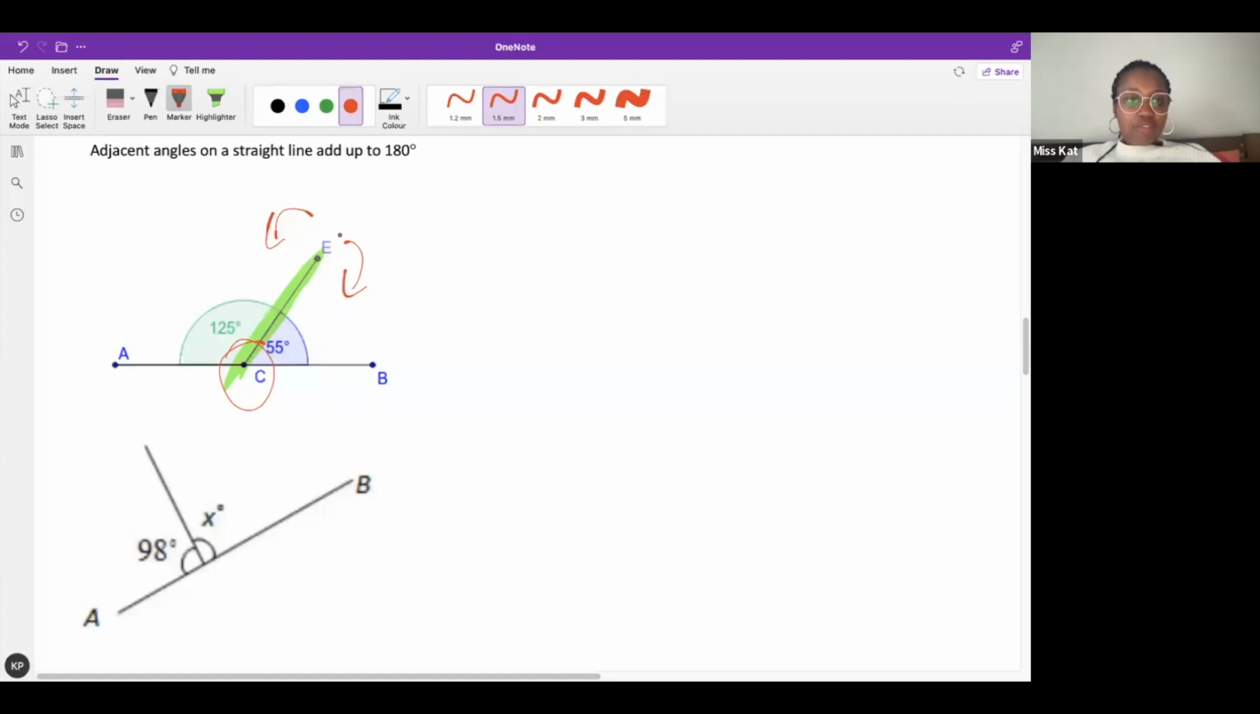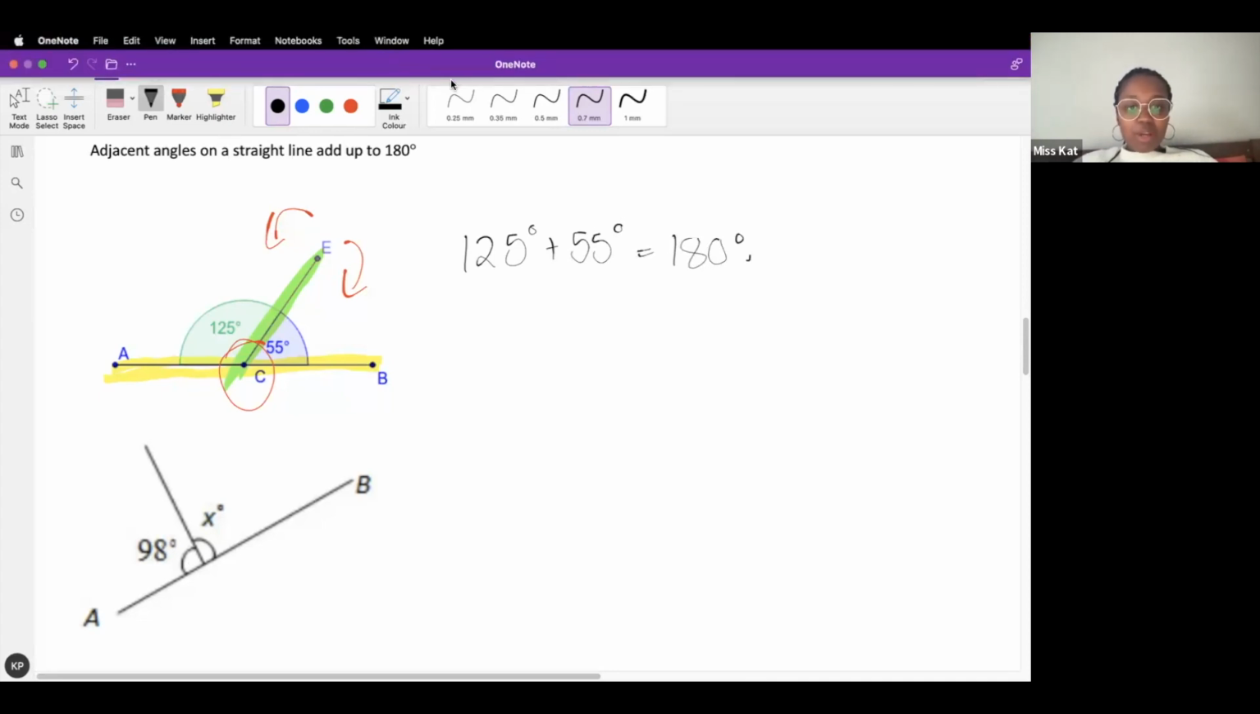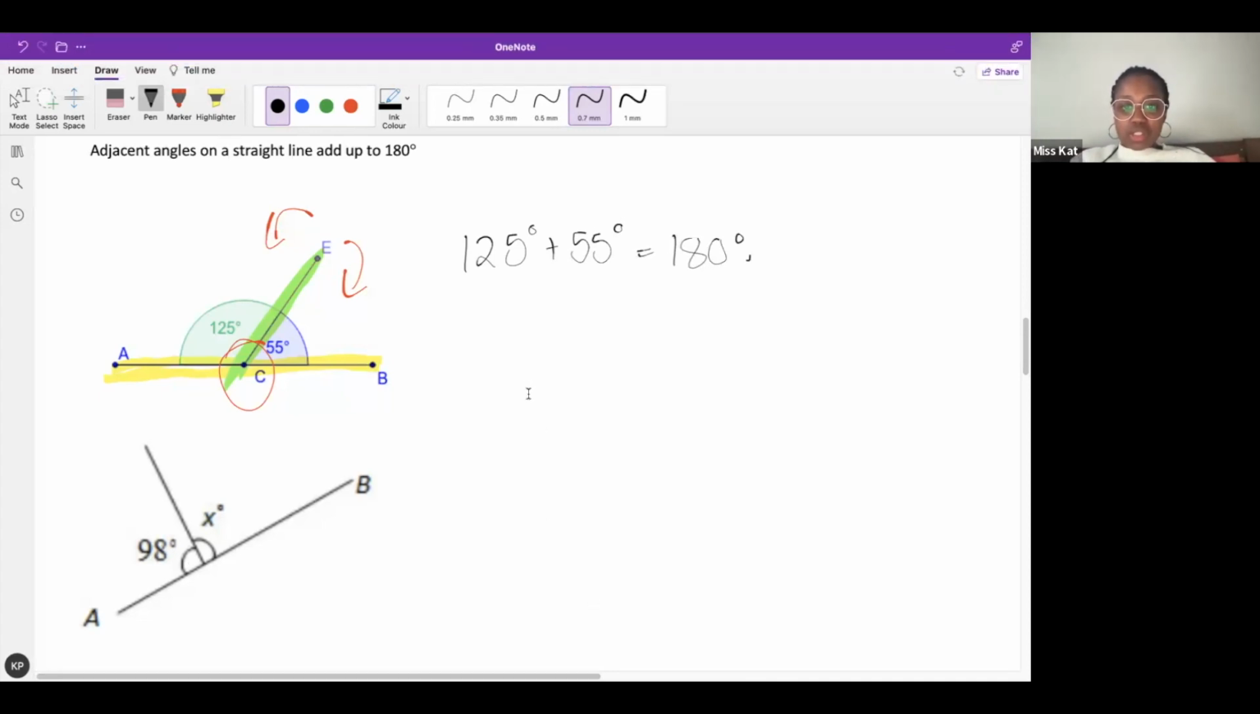Okay, so if you have angles that are like this and they are on a straight line, look at AB, guys. AB is a straight line. It just goes straight across. So these angles are on a straight line. My highlighting was terrible. I tried to fix it, but I made it worse. These have to add up to 180 degrees. Okay, so in the case that we have over here, we have 98 and an X degrees. How much is X?